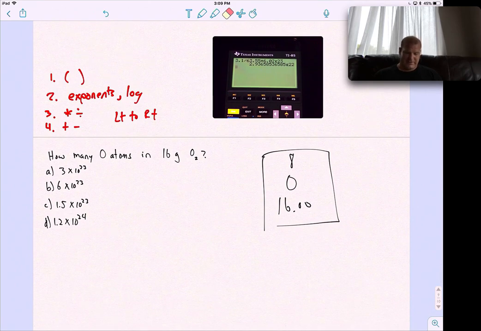So, all right, how many oxygen atoms are there in 16 grams of oxygen? Again, I'm trying to get you to think. 16 grams of oxygen is in fact a mole. So this is then that.